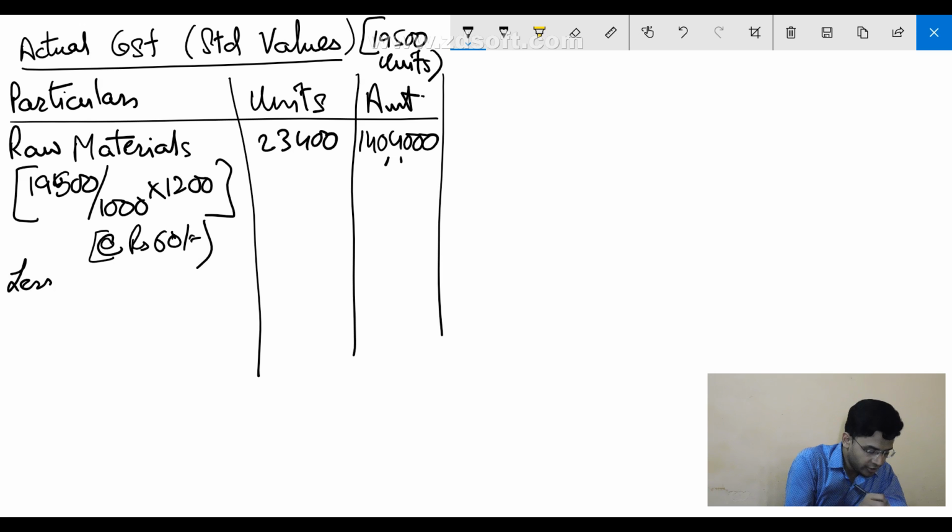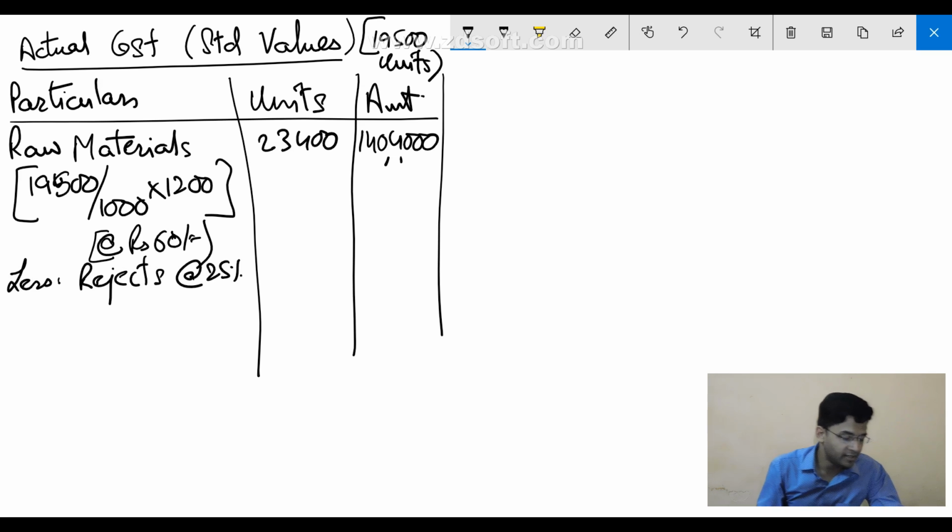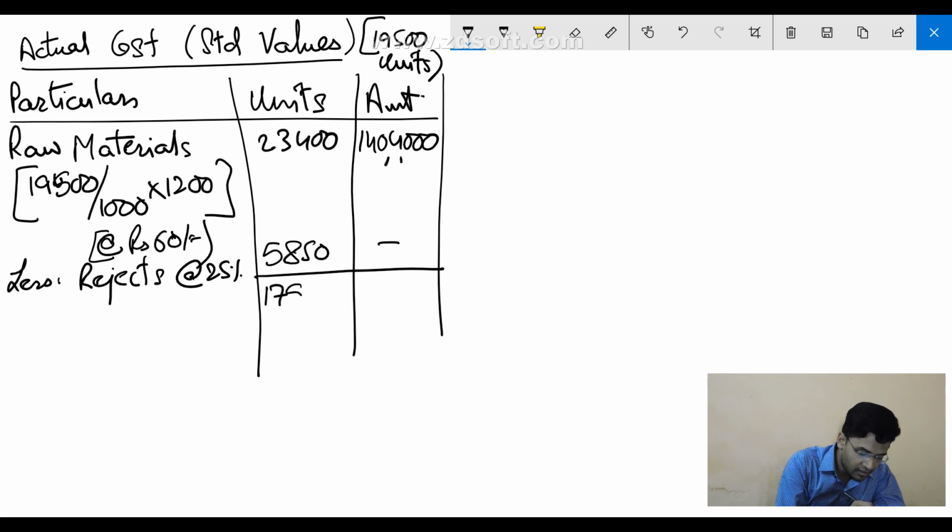Now in this we need to reduce the rejects which are there. Again guys, the actual rejects are 7,000. However, I am not going to take 7,000 because the standard rejects was 25%. So 25% of 23,400 comes out to 5850. After reducing this reject amount, I am left with 17,550 units, and the cost will be 14,04,000.